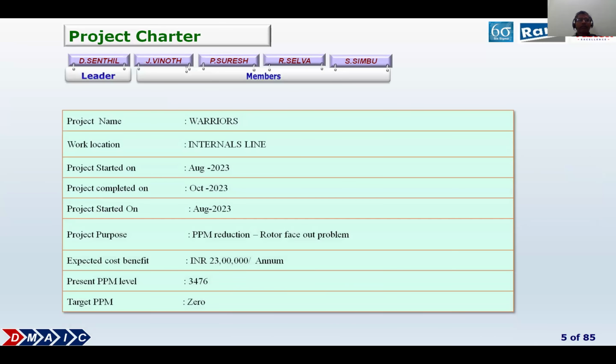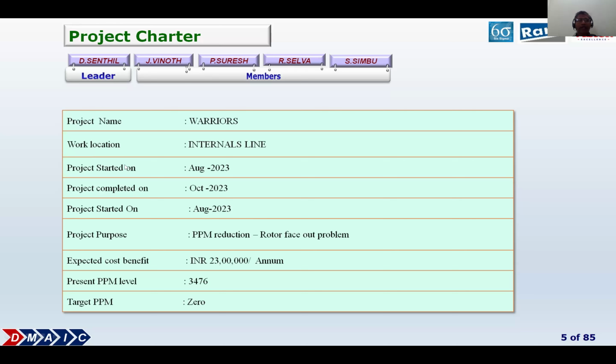For this, we made a project charter. I am leading this project, and these are all my team members. But the team members are not certified even for yellow belt. We are planning to make yellow belt the minimum category for them. Project name: the barriers.